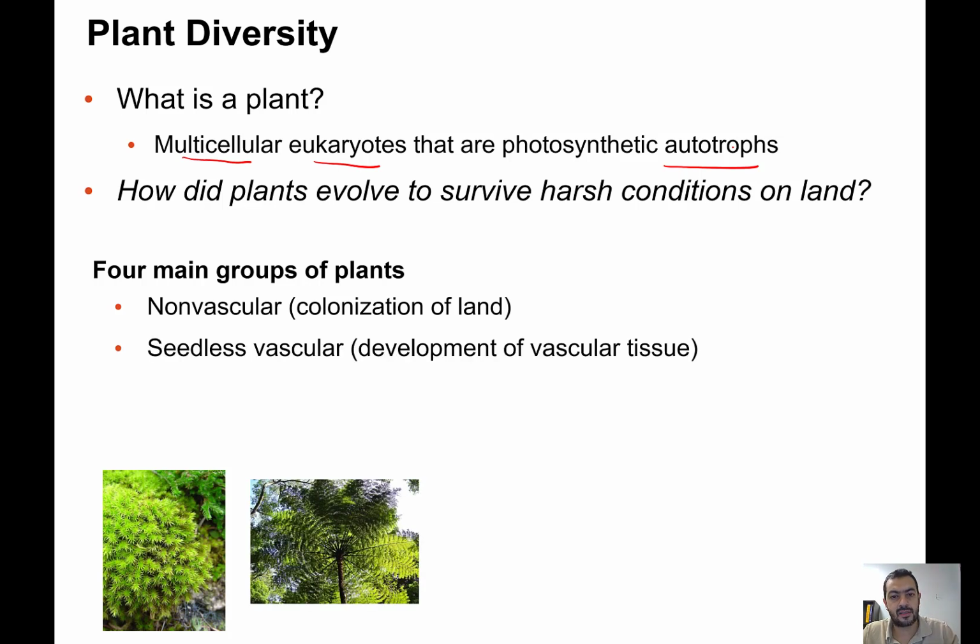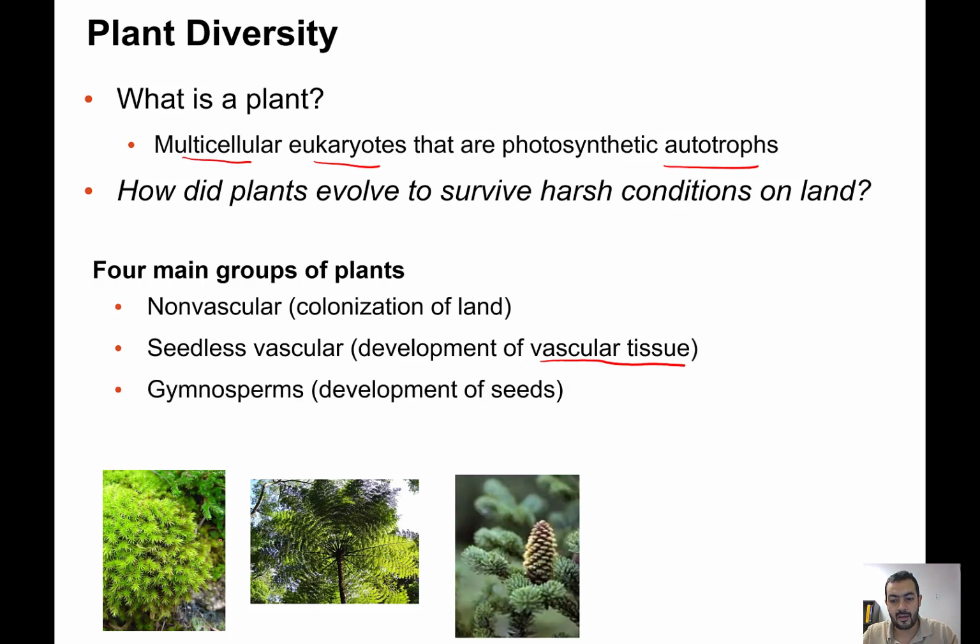Then the next step in evolution was the appearance of the seedless vascular plants. As you can see here, this type of plant started to have vascular tissue, and as we said, vascular tissue helps the distribution of materials within the plant, so they started to grow bigger compared to the non-vascular plants, but they were lacking seeds.